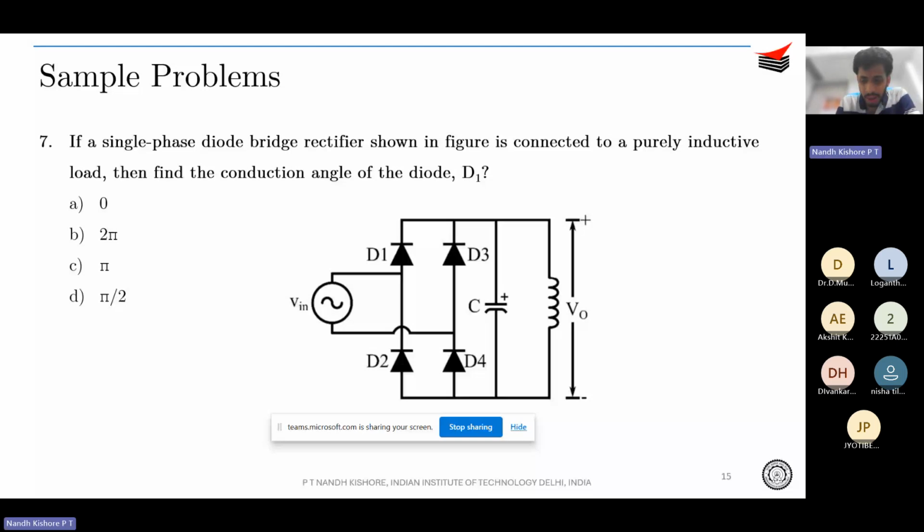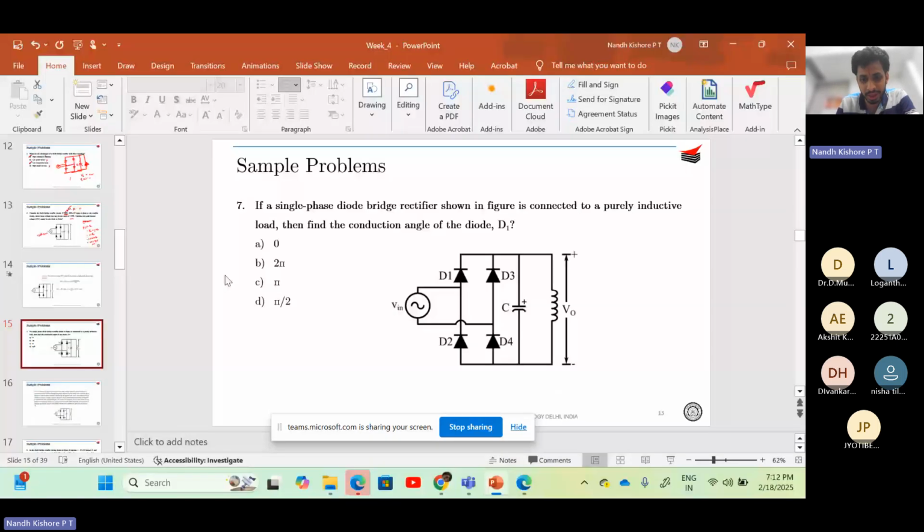Before we go ahead, just give me a break for 2 minutes. I'll just have some water and come back. Meanwhile, please try to think about this. You have a diode bridge rectifier connected to a purely inductive load. Instead of a single diode, you have a diode bridge rectifier and an AC source connected to an inductive load. For how much time will diode D1 conduct? Will it be 0, 2 pi, or pi by 2? Please think about it. I'll just come back.